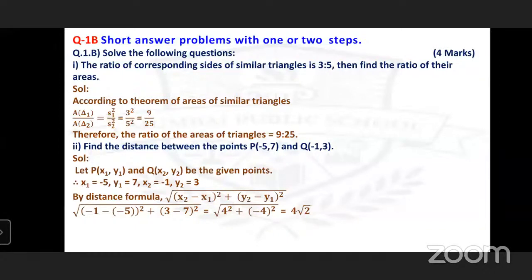Okay. And 32 we can write as 16 into 2, and 16 is a perfect square, square root of 16 is 4. So here the answer is 4 root 2. So the distance between these 2 points is 4 root 2.